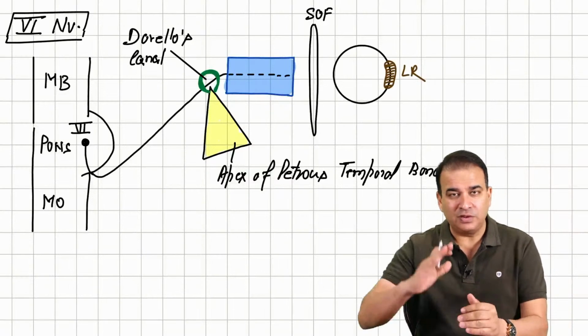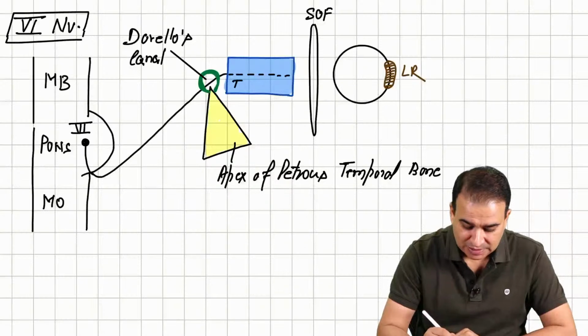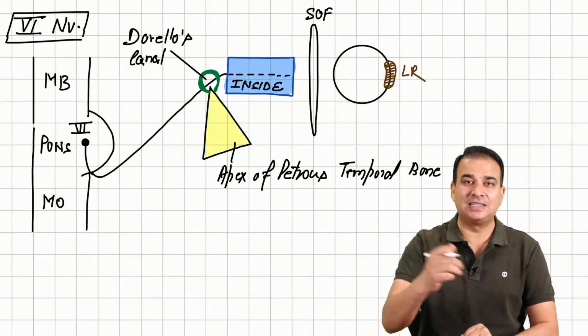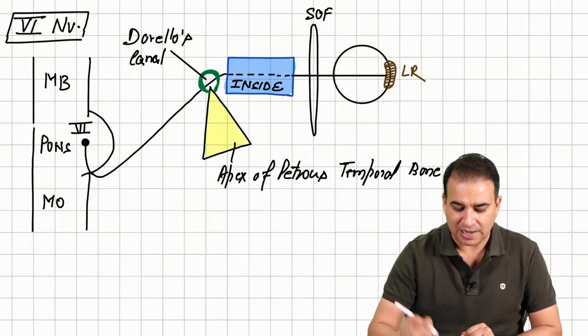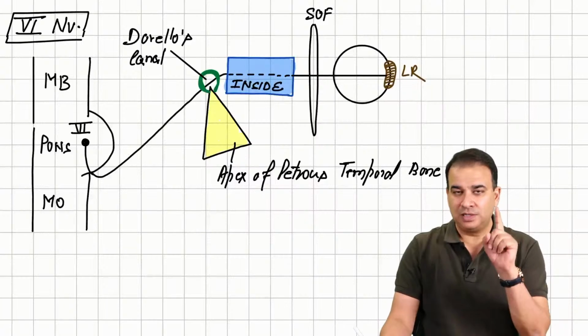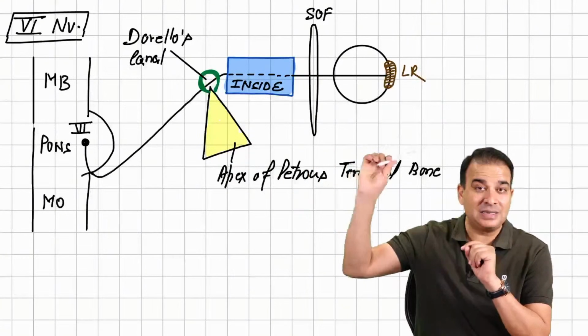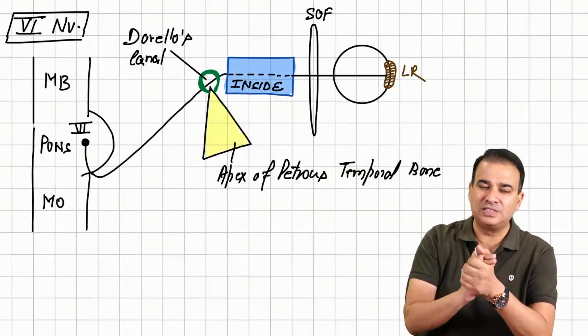Third nerve and fourth nerve are in the lateral wall of the cavernous sinus, but this nerve is present inside the cavernous sinus. This nerve is not in the lateral wall. This nerve is going through the cavernous sinus. It is inside the cavernous sinus, and then ultimately it goes through the superior orbital fissure and reaches the lateral rectus. Right? So it's a very important change of relation that you will see. This time the nerve is present inside the cavernous sinus. Third and fourth nerve are in the lateral wall, but this nerve is inside.